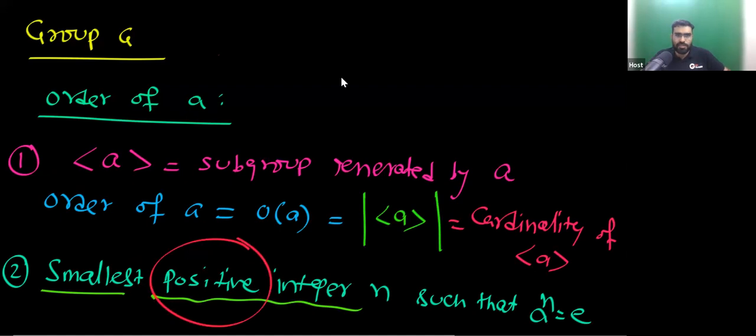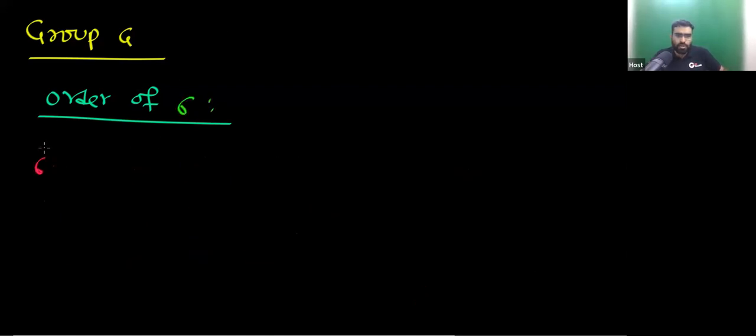So positive integer means that you have to start from 1. So tell me, what is 6 power 1? That will always be 6. Did we get the identity element? No. Should we stop? No. So let's see 6 power 2. What is 6 power 2? That is 6 star 6.